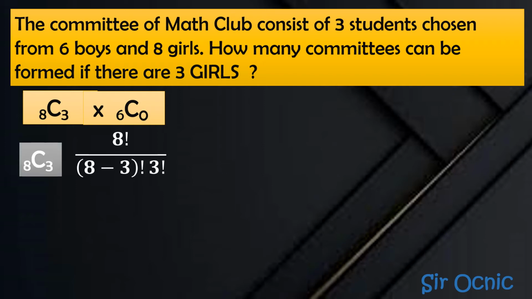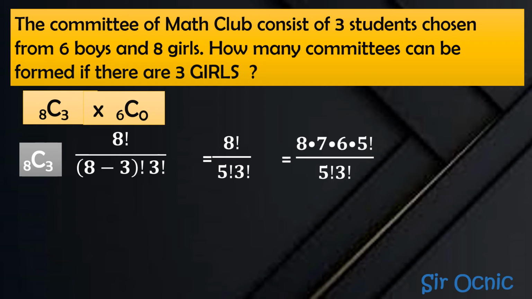8C3 is equal to 8 factorial over 8 minus 3 factorial times 3 factorial. Simplifying the parentheses in our denominator, we will arrive at 8 factorial over 5 factorial times 3 factorial. Expanding the numerator, that is 8 times 7 times 6 times 5 factorial over 5 factorial times 3 factorial. Cancelling the common factor, which is 5 factorial, that is equal to 336 over 6, or simply 56.